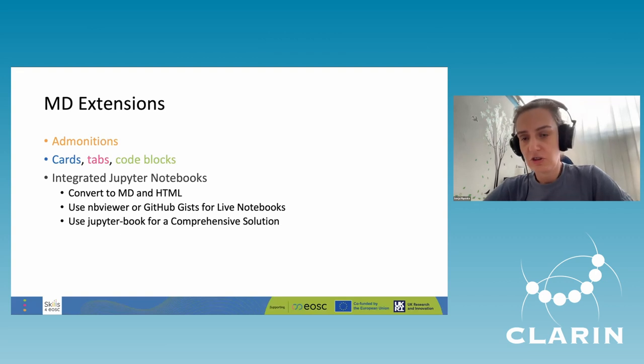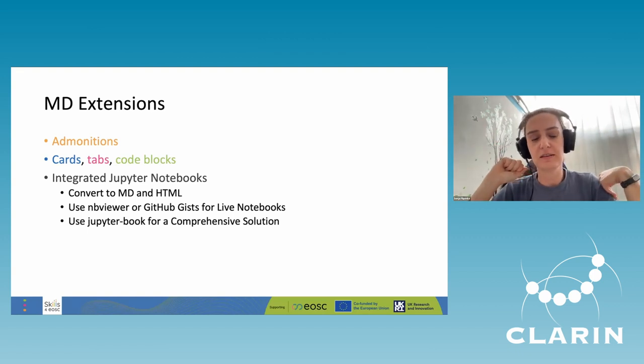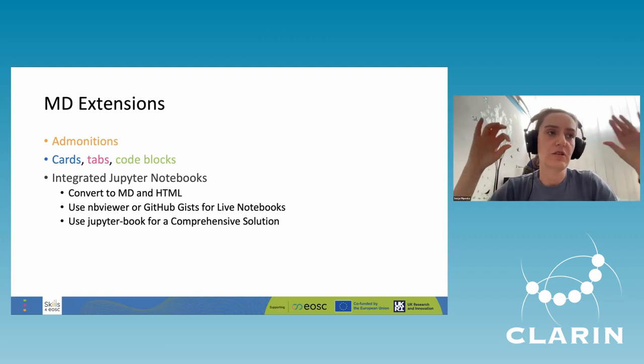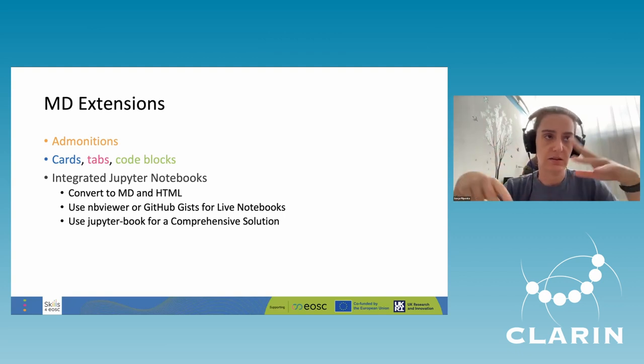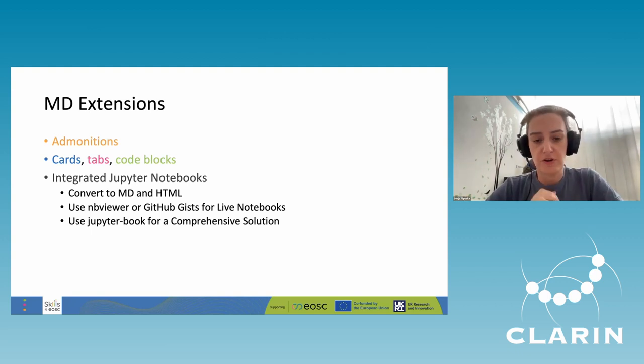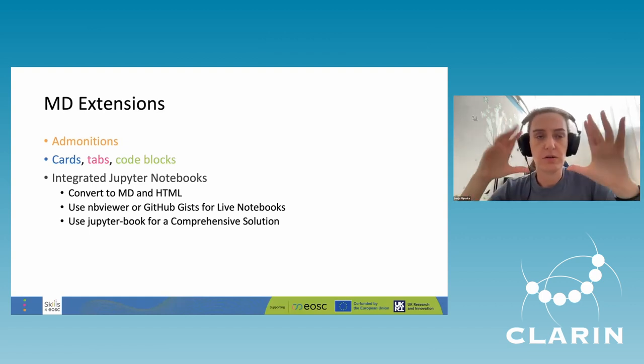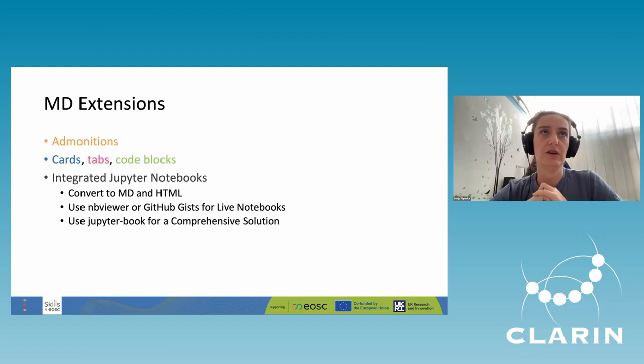There are also other extensions in markdown that are considered multimedia interactive content. For example, it's nice to use admonitions to draw the attention of the learner to something important, like a tip, a warning, more information, a question, whatever. You can also use cards or tabs or code blocks, and Anastas will help me and put the link to the micro-learning unit of Fair by Design to show you how we have used these types of admonitions, cards, and tabs to create visually more friendly or attractive content using Markdown and Git pages.